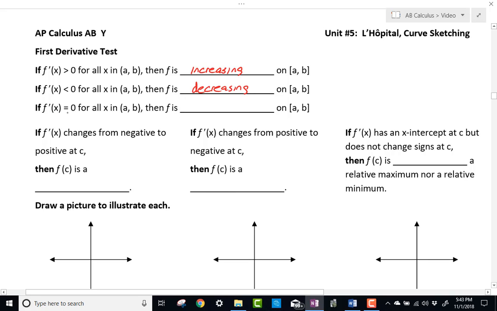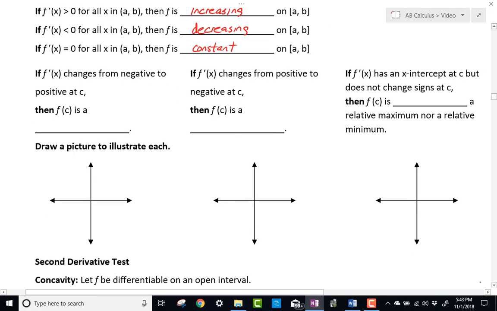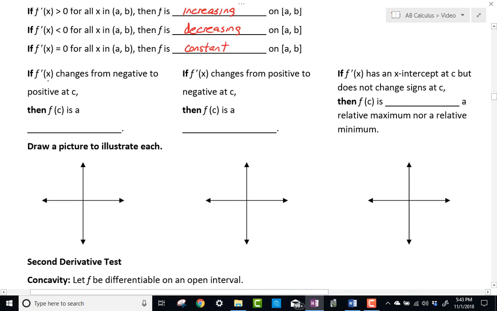If f prime is equal to 0, then f is constant on that interval. That means that it would just be flat with a 0 slope. And then if f prime changes from negative to positive at some value of c, then we know that f of c is a minimum.